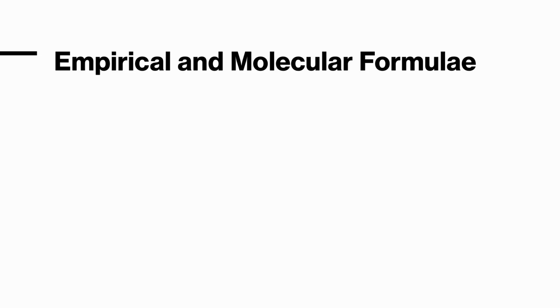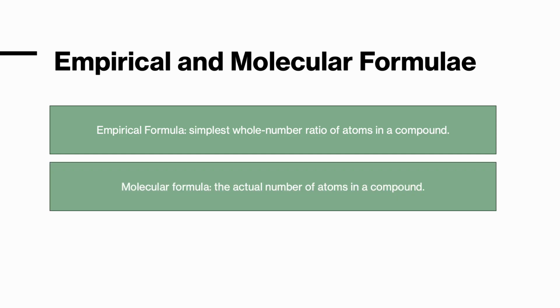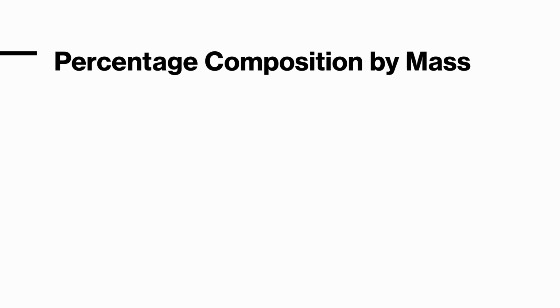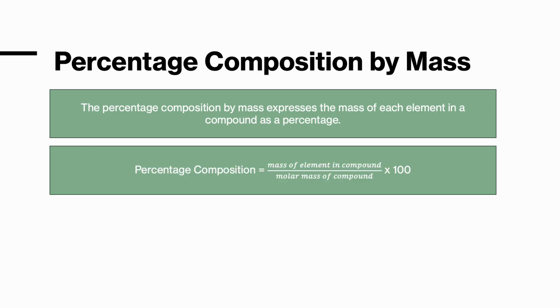So moving on to empirical and molecular formula. The empirical formula is the simplest whole number ratio of atoms in a compound, whereas the molecular formula is the actual number of atoms in a compound. So percentage composition by mass. The percentage composition by mass expresses the mass of each element in a compound as a percentage. To work out the percentage composition by mass, you divide the mass of the element in the compound by the molar mass of the entire compound and multiply that by 100.